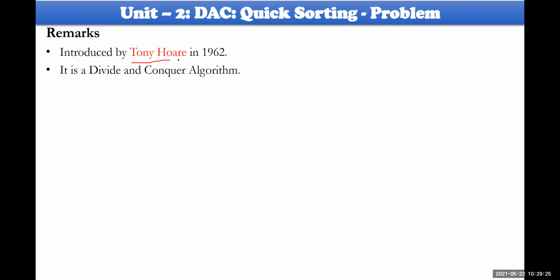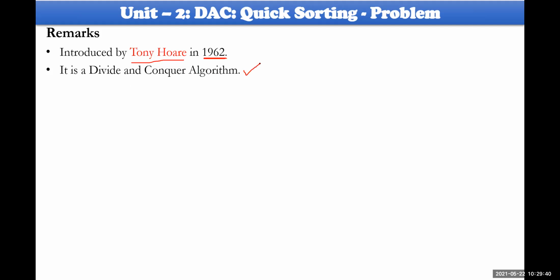What is the quicksort problem? It is also very important to recall the people who introduced this particular algorithm. Let us take some remarks, in the sense, the actual points we have to take into consideration while quicksort is being operated on the given list of elements. Look at this. It was actually introduced by Tony Hoare in 1962. Merge sort was introduced in 1942 itself. After 20 years of merge sort, it was introduced.